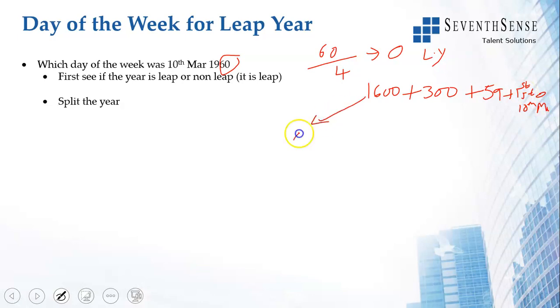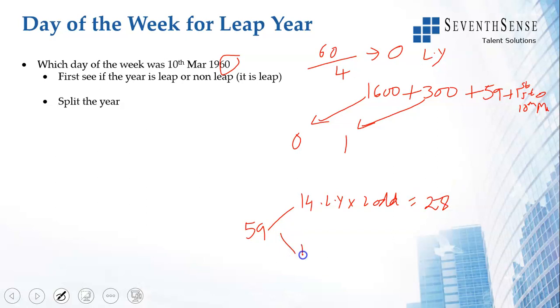So 1600 we know is 0 odd days. 300 we know is 1 odd day. 59 years: 59 divided by 4 is 14 with some remainder, right? So we have 14 leap years into 2 odd days, so 28 odd days. And we have 45 ordinary years into 1, which is 45 odd days. So the total odd days you add here is 73. 73 by 7, you get 3 odd days. So in 59 years, I have 3 odd days.